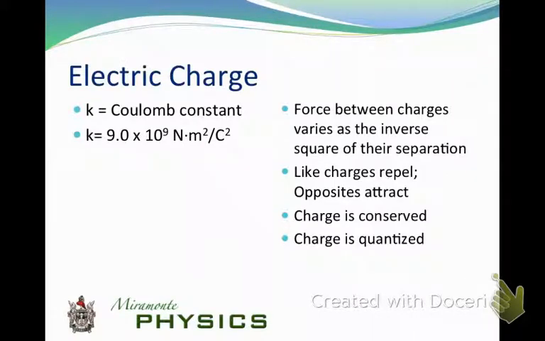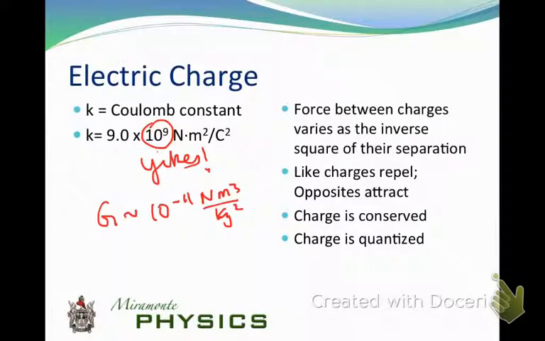9 times 10 to the ninth. Just for comparison's sake, that's a really big number. You get that idea? For comparison's sake, the gravitational constant was about 10 to the minus 11th. So you see the order of magnitude of forces for gravity so much smaller than we're talking about the forces for electricity. Electricity is a very powerful force.